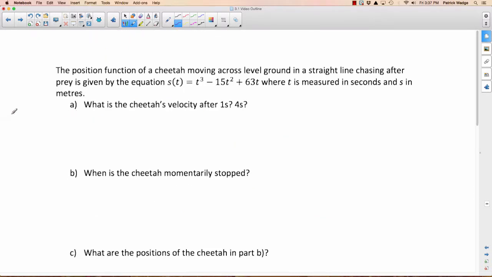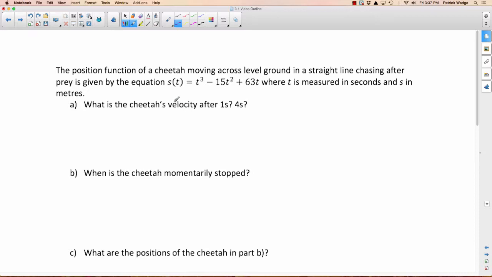The position function of a cheetah moving across level ground in a straight line, chasing after prey, is given by the equation s of t equals t cubed minus 15t squared plus 63t, where t is measured in seconds and s is in meters. So this formula here basically will tell you where the cheetah is at a certain time. And what we want to know is what's the cheetah's velocity after 1 second and 4 seconds.